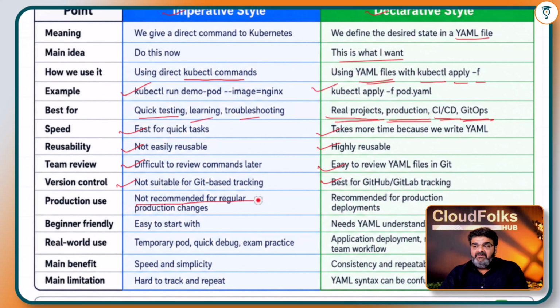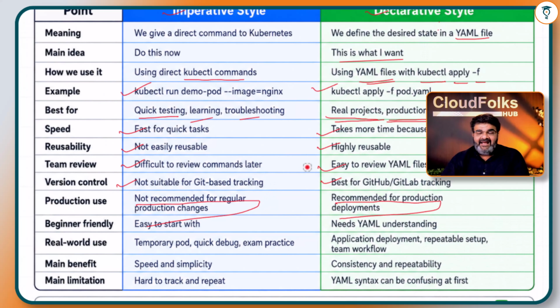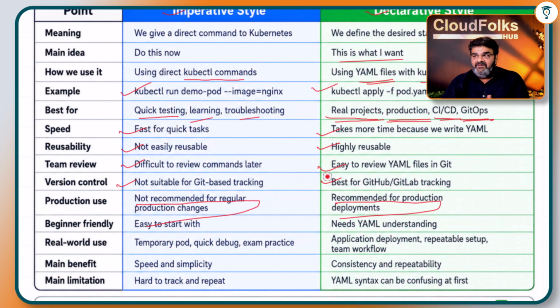Production use: imperative is not recommended for regular production changes, because we want documentation of all the changes that we are doing in production. Declarative is recommended for production deployment. When you go to the real world, companies are actually using YAML files. It would be difficult, but we have to go with the right way.